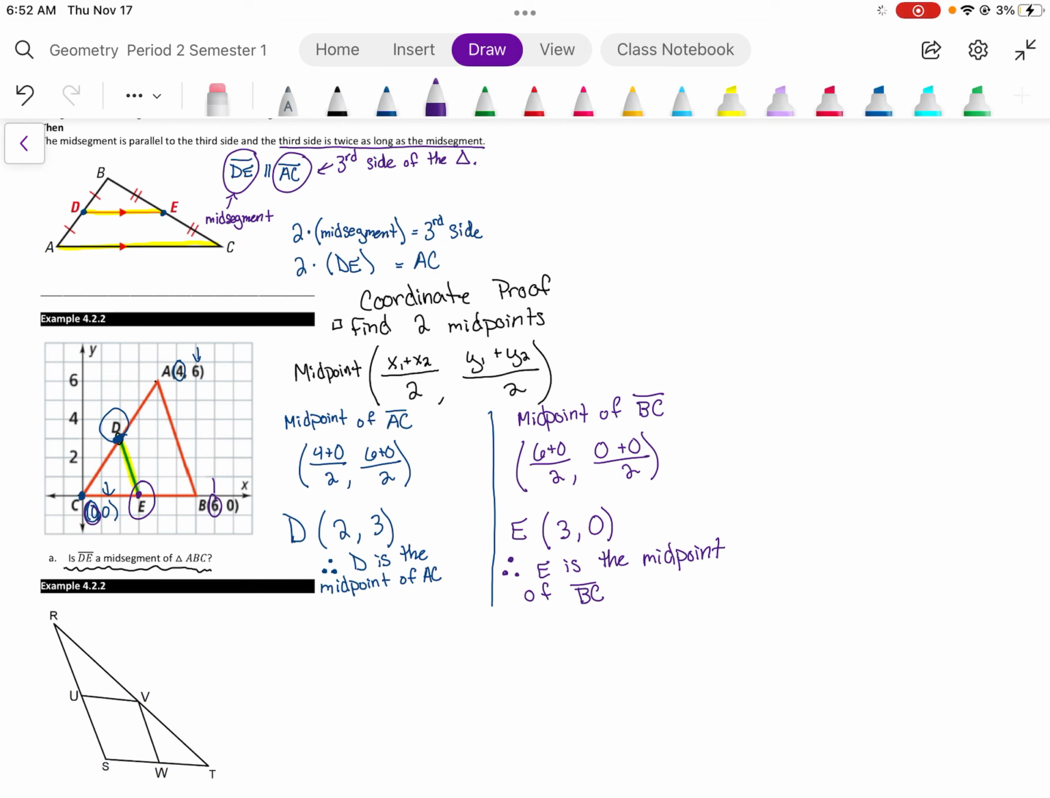Once we have shown that D and E are both the midpoints of the sides of the triangle, then we can state our final statement, which is DE is then the midsegment.